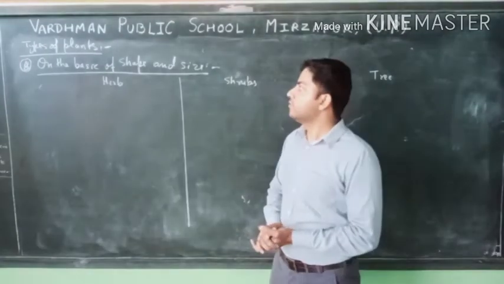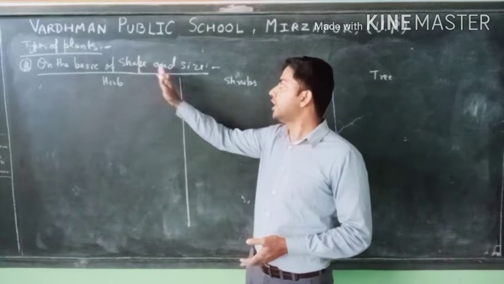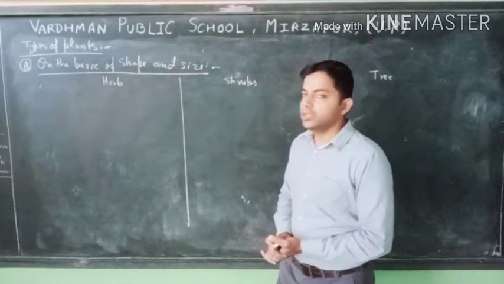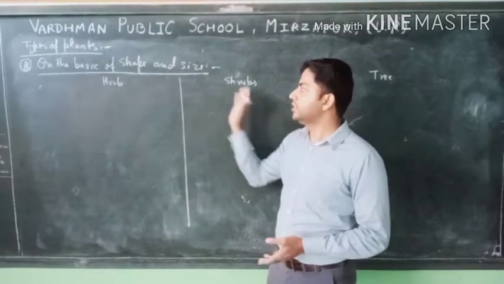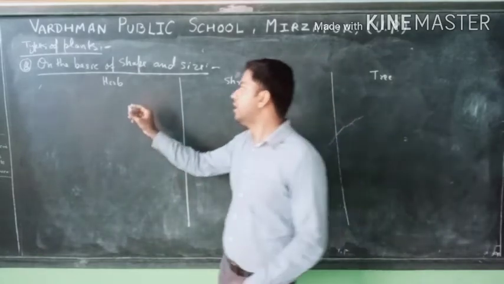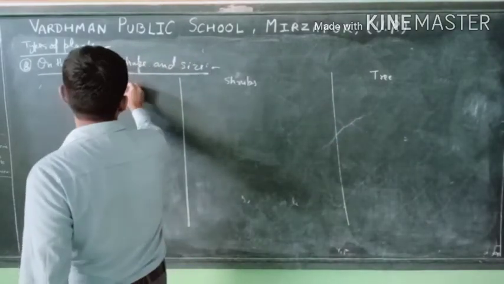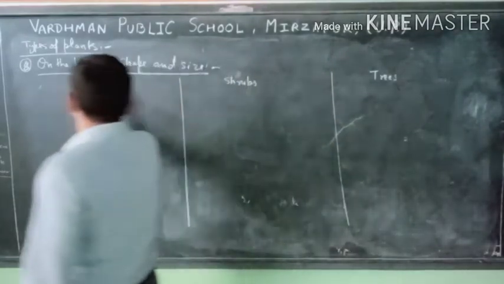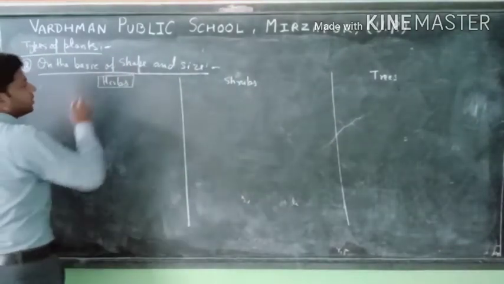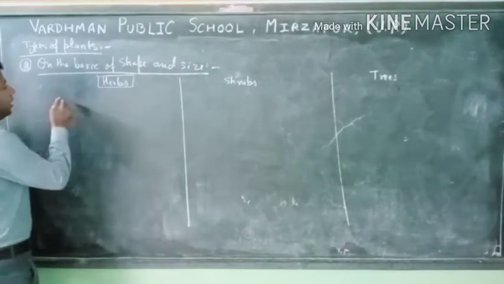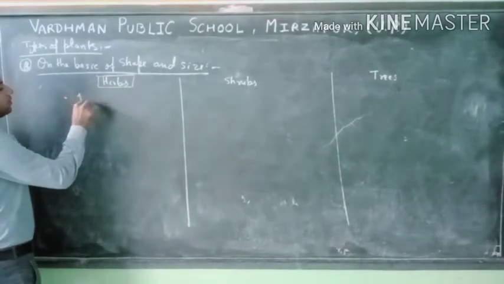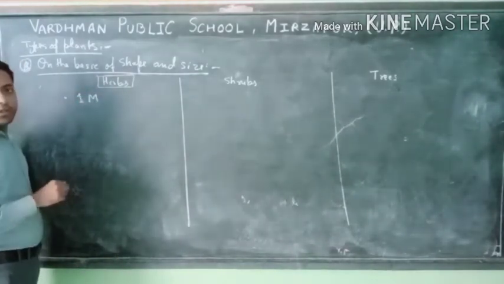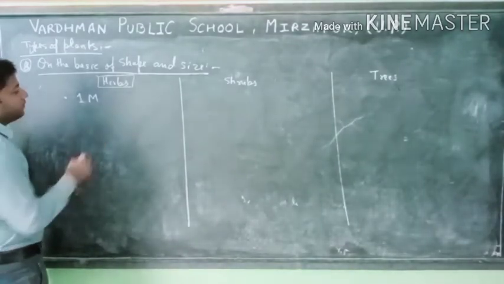Now we discuss the types of plants on the basis of size and shape. On the basis of size and shape, plants are of three types: herbs, shrubs and trees. First of all, we discuss herbs. Herbs are the type of plant which are about 1 meter or less than 1 meter.